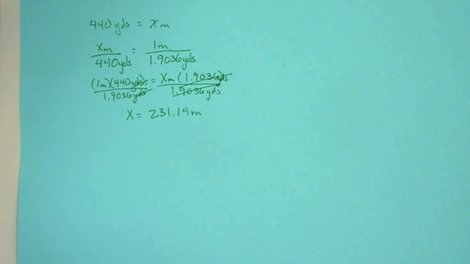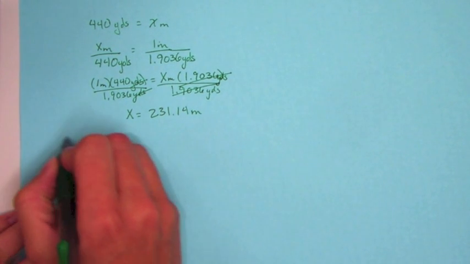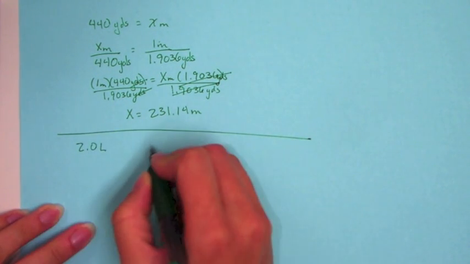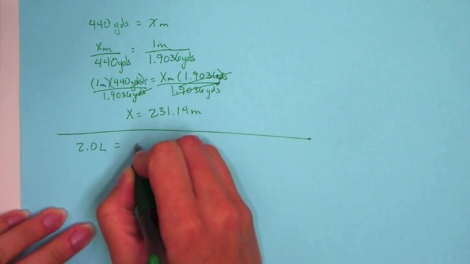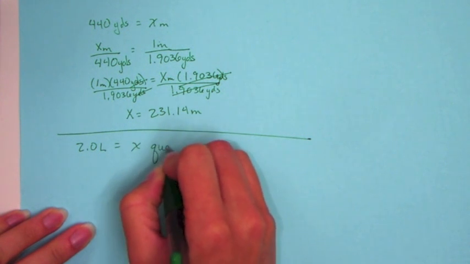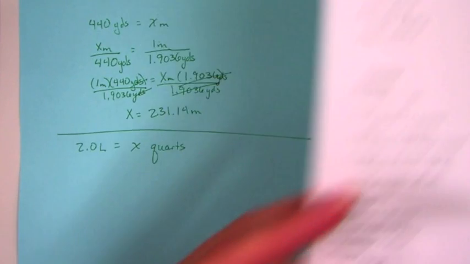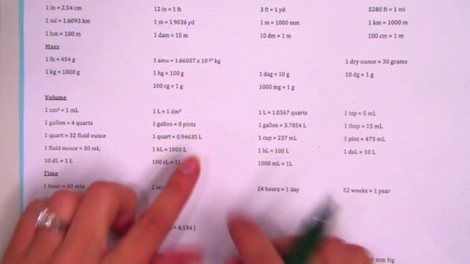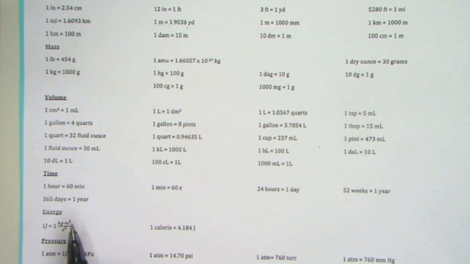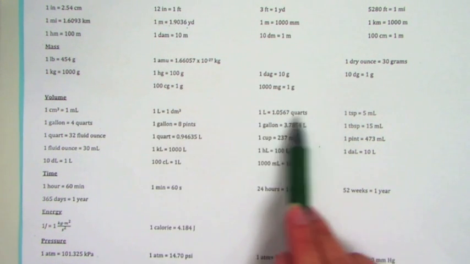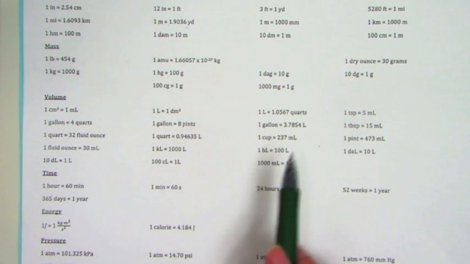I would like to show one where it is not stated on this paper. So for example, if we start out with 2.0 liters, and I'm curious about how many quarts there are. Well, if we look at our sheet, this is a volume measurement, so we're looking here in the center for the volume. We have liters, and lots of things that liters go into. Oh, liters to quarts right there.